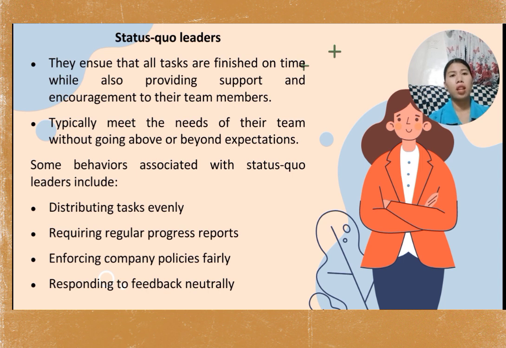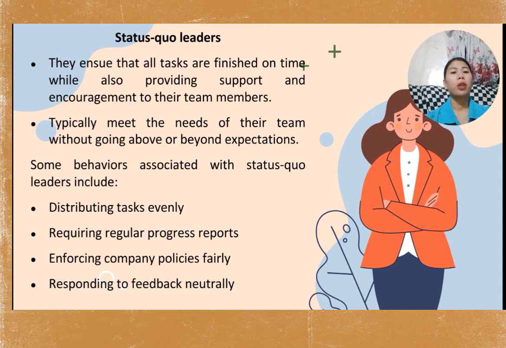So if you are a status quo leader, your behavior is like this. Distributing tasks evenly. So you distribute your tasks fairly, not just taking all the tasks or giving all the tasks to a specific member, but distributing them evenly. Next, requiring regular progress reports. Like I said, they prioritize productivity, so they require regular progress reports.